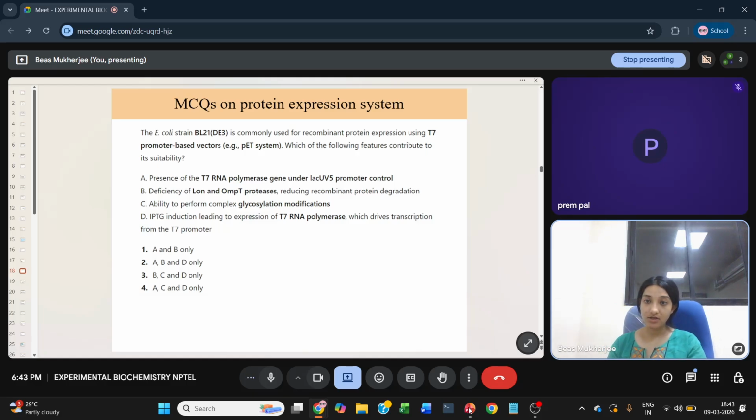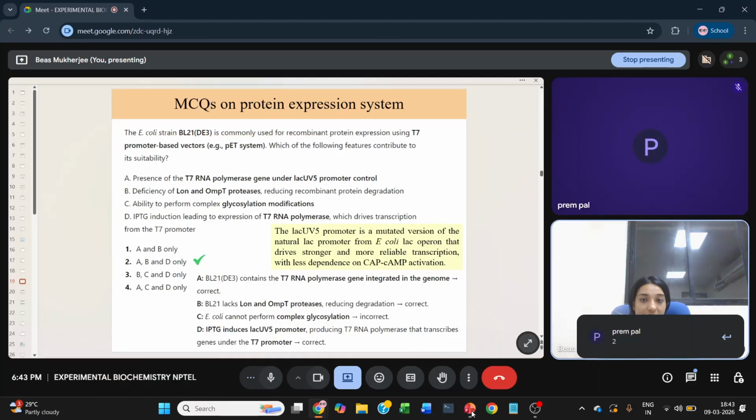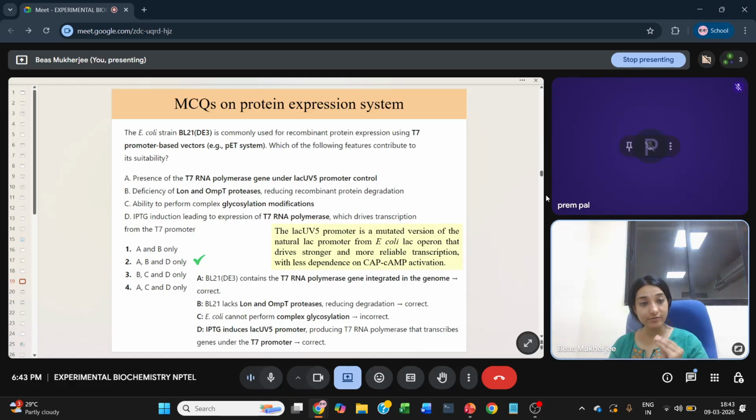Okay. So, which all do you think would be correct? 2. Yeah, very good. That is correct. 2 is correct. That is because this LAC-UV5 promoter is a modified form of normal LAC promoter. How? Because it reduces the dependence of this LAC promoter system to get activated based on CAP and cyclic AMP activation. Plus, it drives very strong and more reliable transcription.